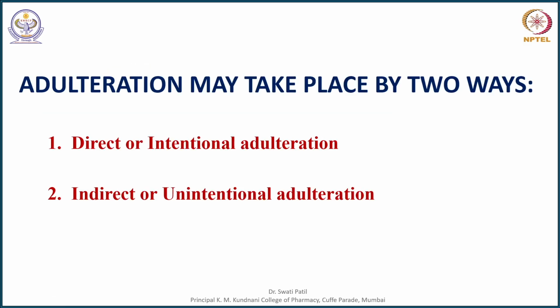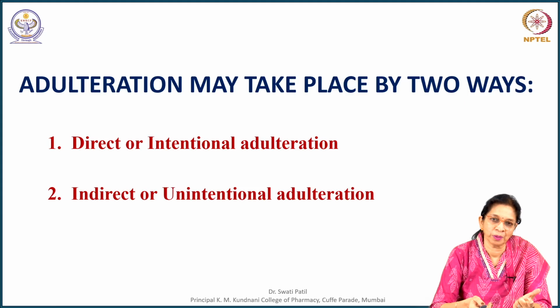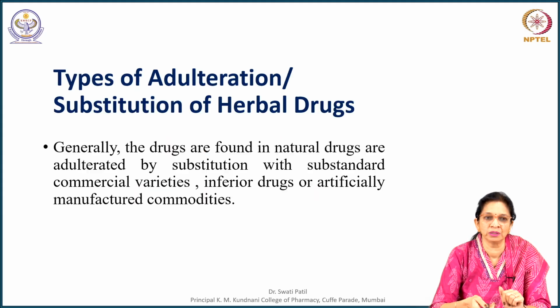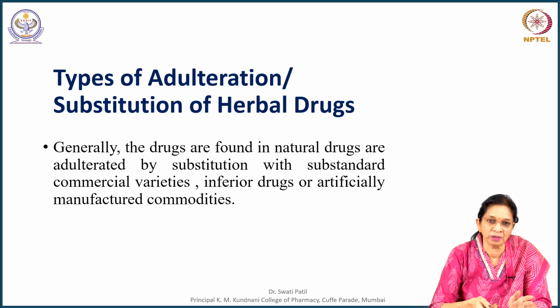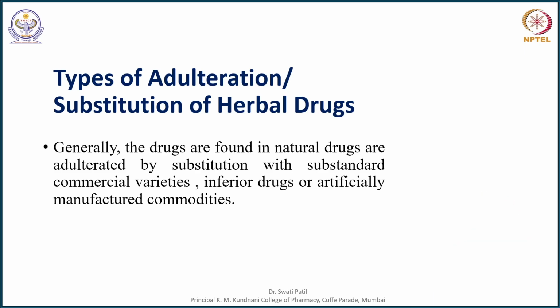So, adulteration may be intentional or it may be unintentional, arising from different reasons which we just saw. Substitution is the major kind of adulteration which is seen in commercial herbal drugs which appear in the market. These drugs which are found in natural form are adulterated by substituted or substandard varieties, may be of inferior quality or artificially manufactured commodities.